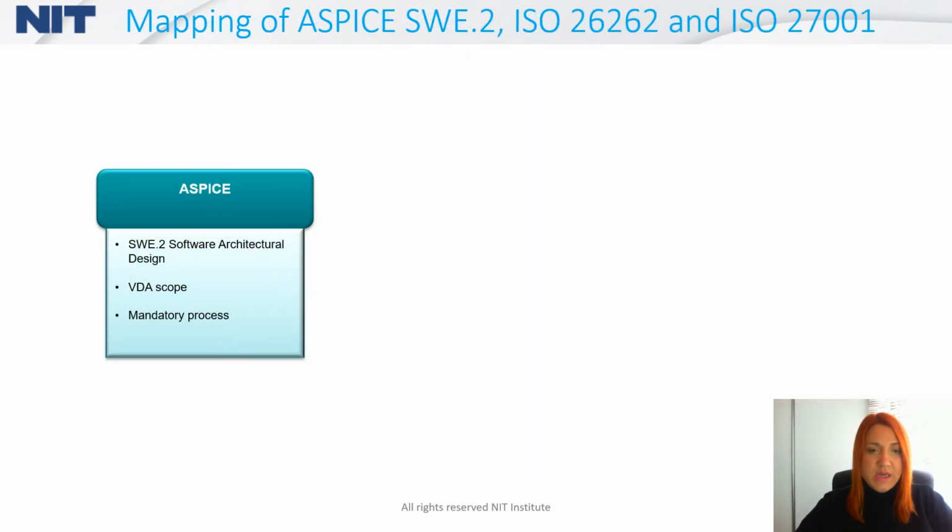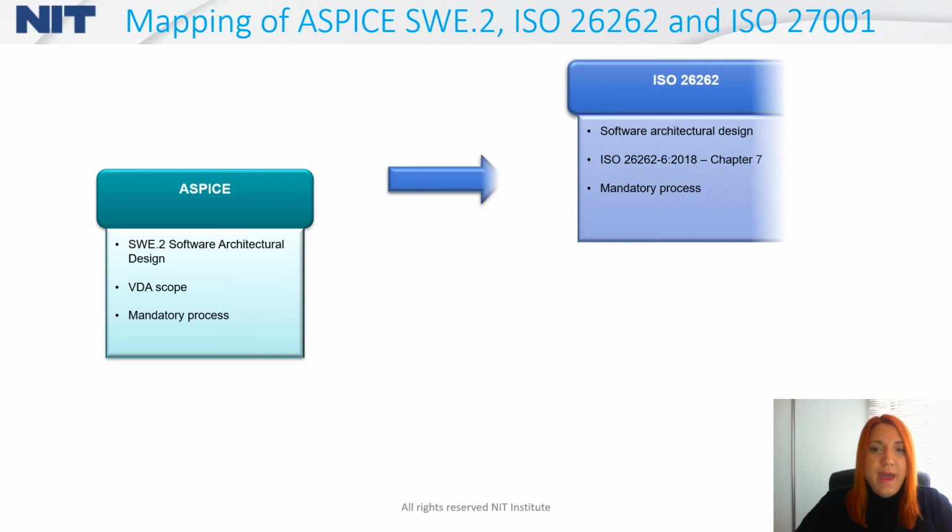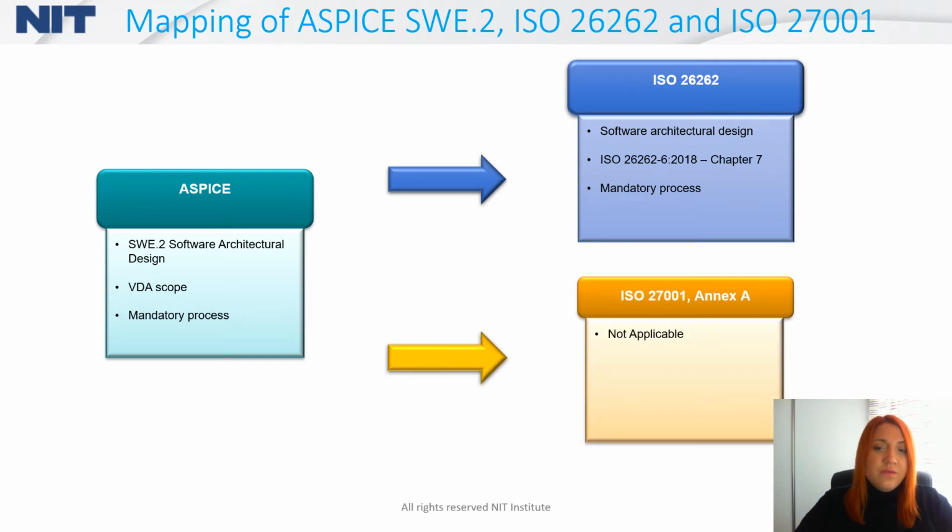The next process is software architectural design. This is also a mandatory process and part of the VDA scope. It is mapped to ISO 26262, Chapter 7, Software Architectural Design. It is also a mandatory process in ISO 26262. In information security, there is no such mapping.